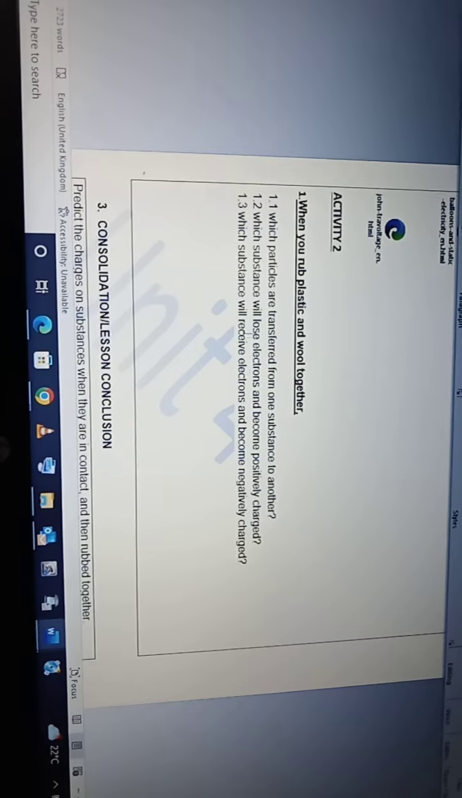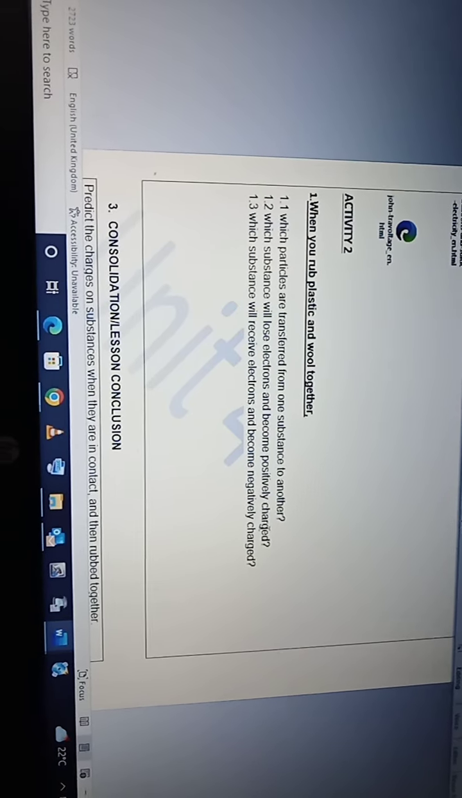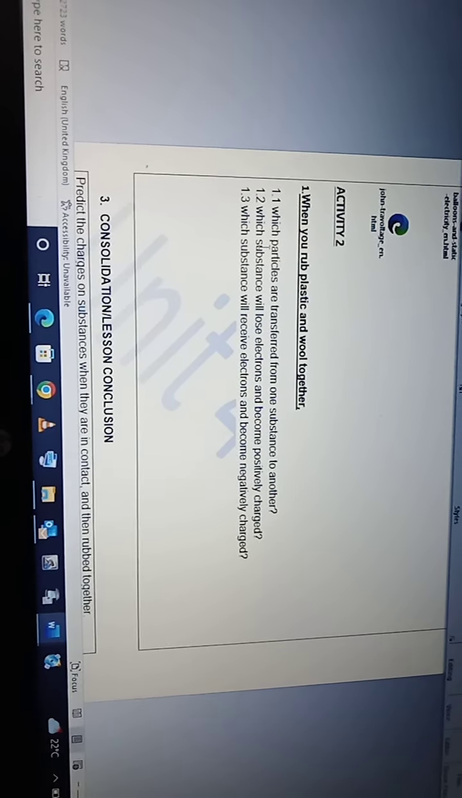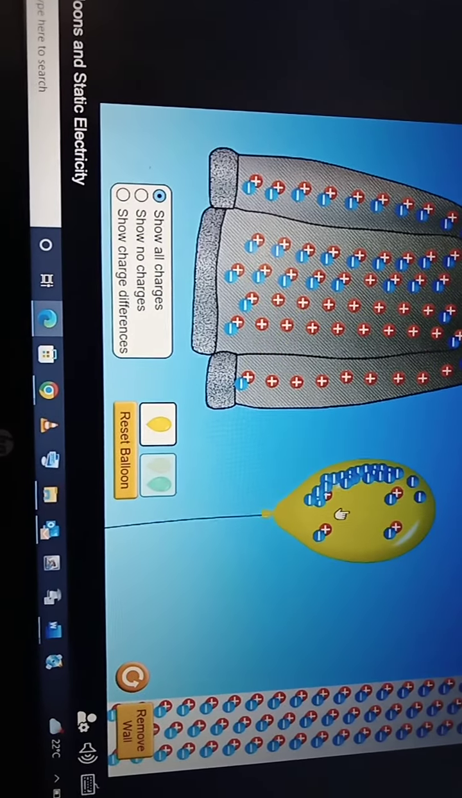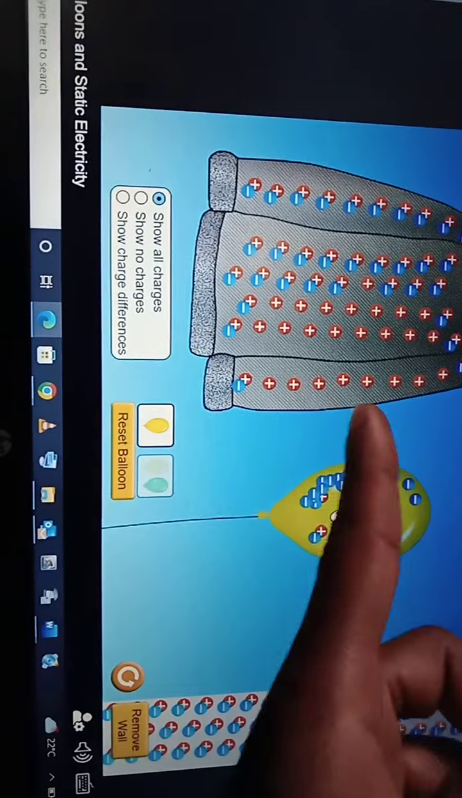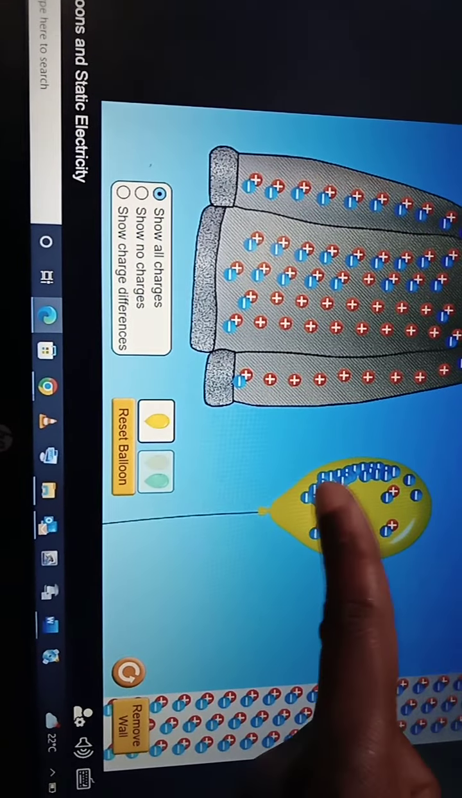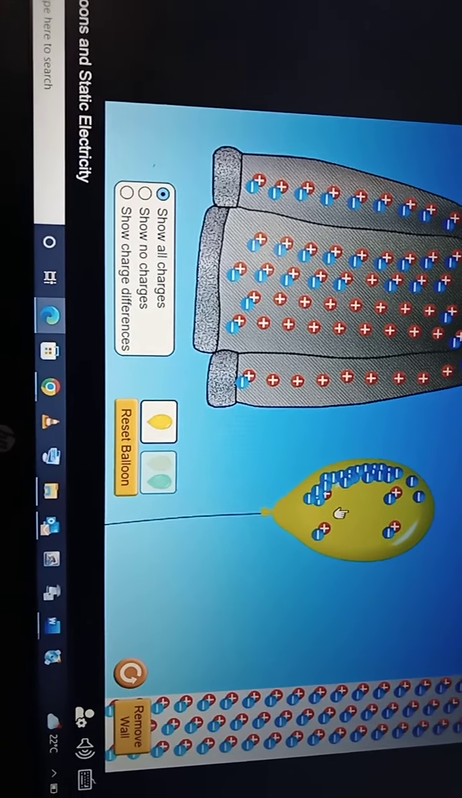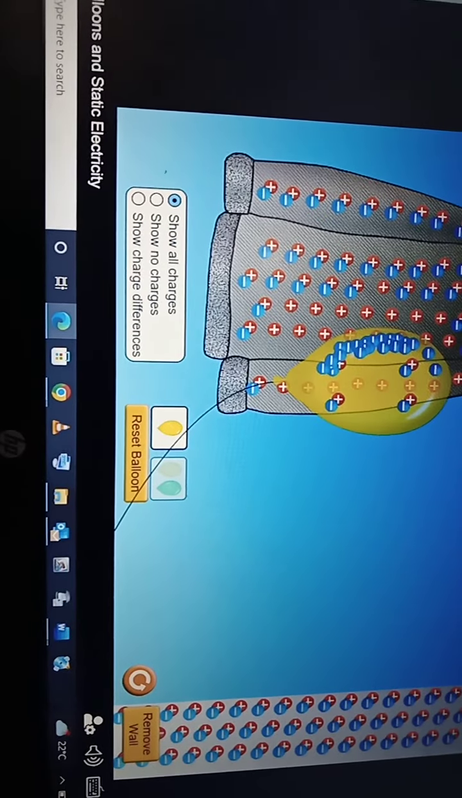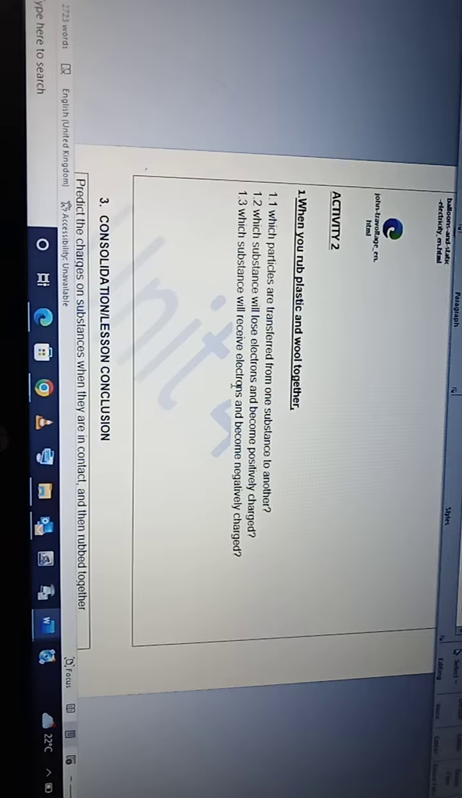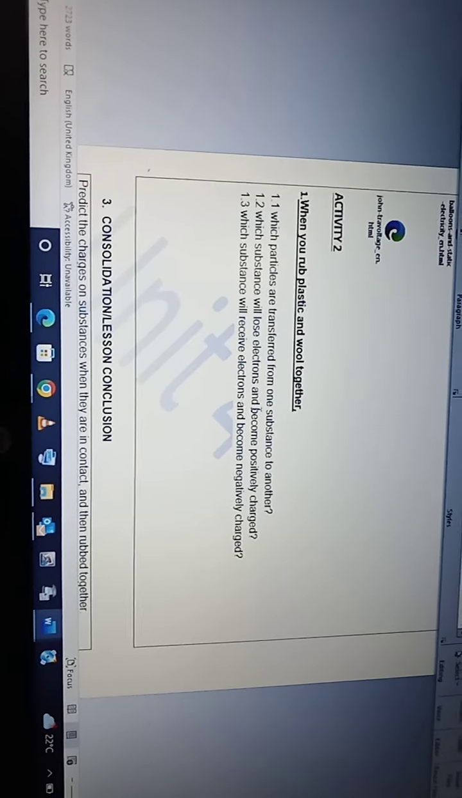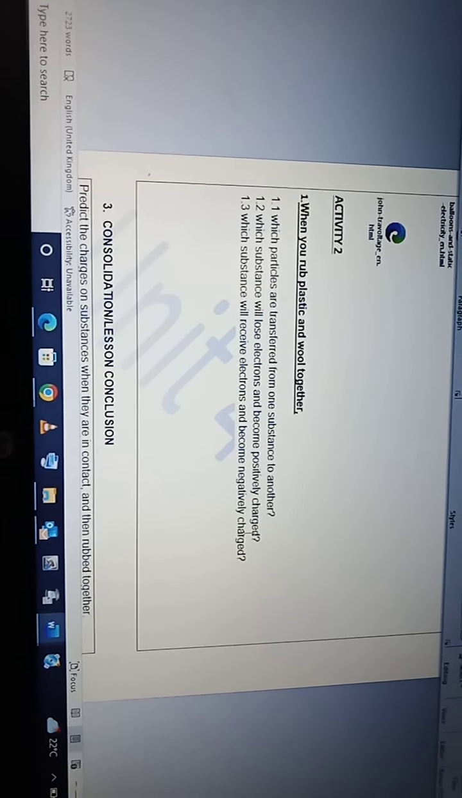Which substance will lose electrons and become positively charged? It's the jersey, as I've shown here. It's the jersey, because if you move here, it's gonna be positively charged. It is more positively charged because the electrons are taken by the balloon. So it's simple. Since we've done this, which will lose electrons? It's the jersey. So it becomes positively charged.